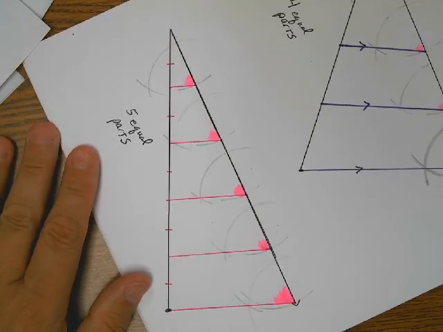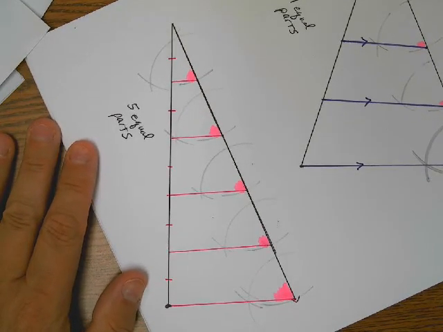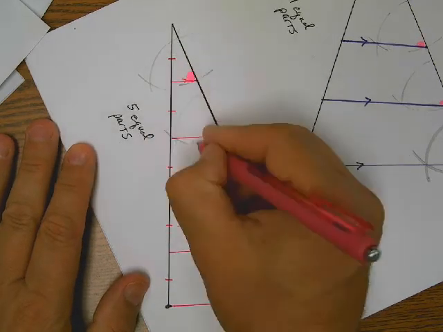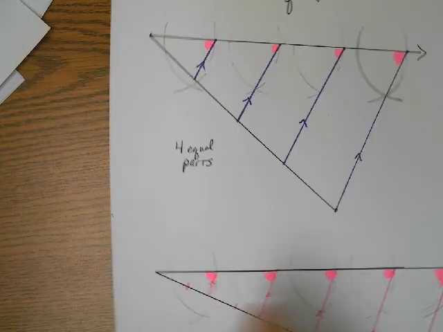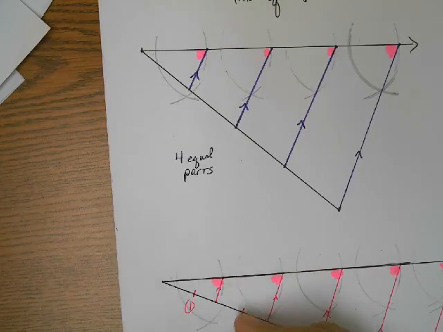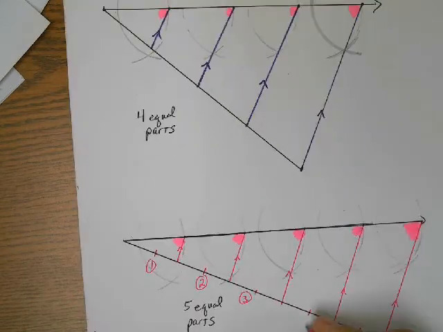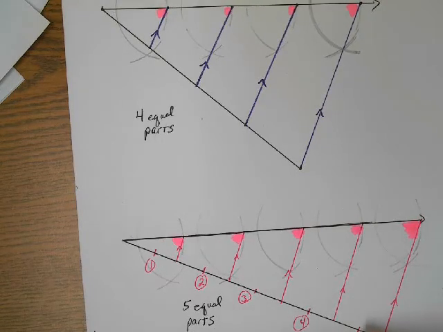Ooh, I think I did better on this one, AJ. What do you think? Yeah. Yep, that one's better. A little bit of self-analysis. 5 equal parts.